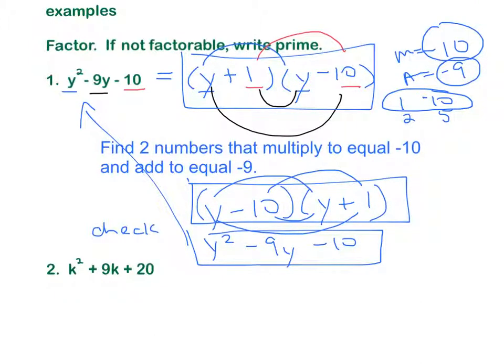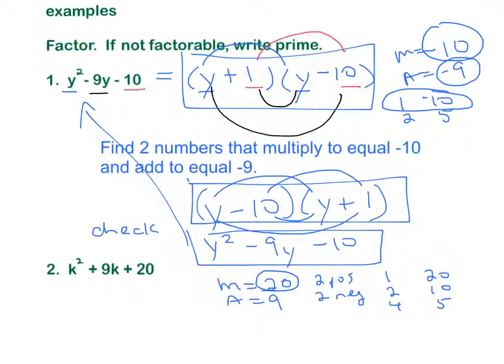Okay, let's do another example. Here I have k squared plus 9k plus 20. So once again, I'm going to find my two numbers that multiply to give me 20 and add to give me 9. So if I look at my factors of 20, I have 1 and 20, 2 and 10, 4 and 5. Since they multiply to equal positive 20, I'm dealing with either 2 positive or 2 negative. But I'm adding to give me a positive, so I know I'm dealing with two positives. And if I look at my factors over here, I can see that 4 and 5 are going to be the ones that multiply to give me 20 and add to give me 9.